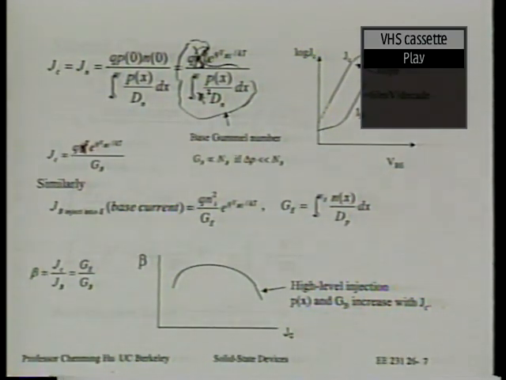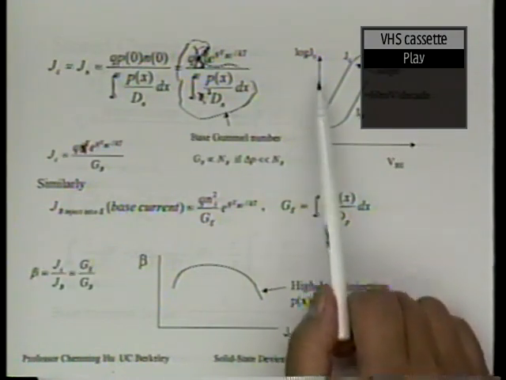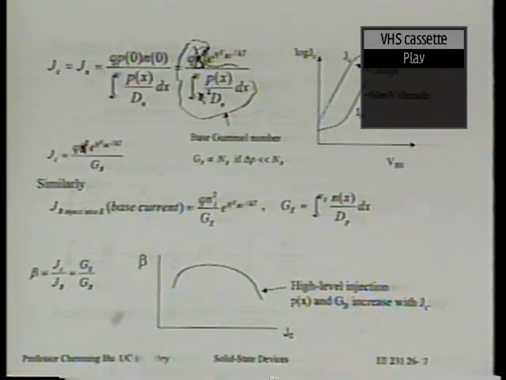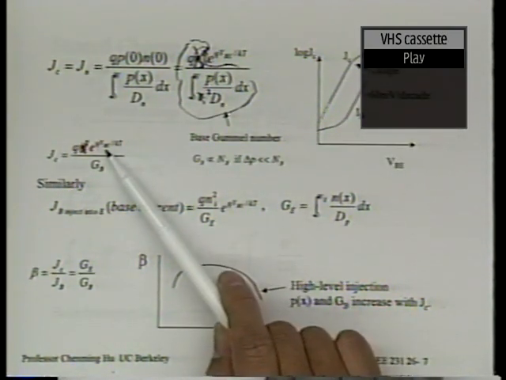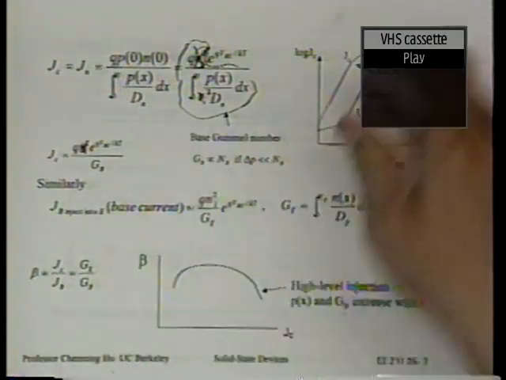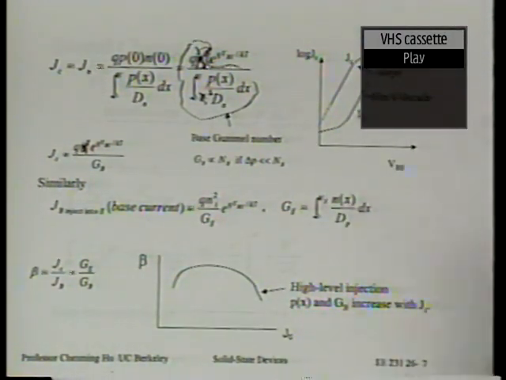The Gummel number is important, and we often make a plot called a Gummel plot. This Gummel plot will plot the log of collector current versus base emitter voltage. What you expect is a straight line, because it's an exponential function of V_BE. What can you say about the slope of this straight line? Forget about this part. You get a straight line, and what can you say about the slope of the straight line?